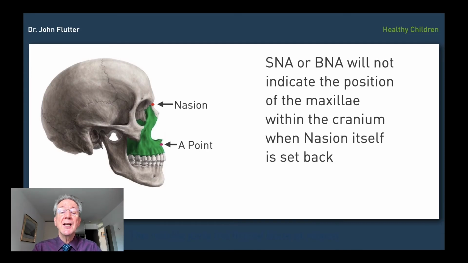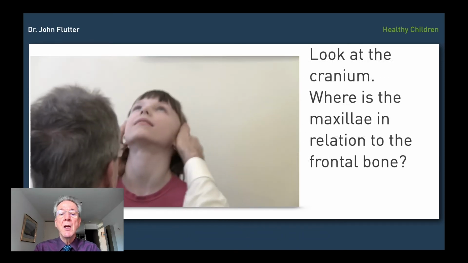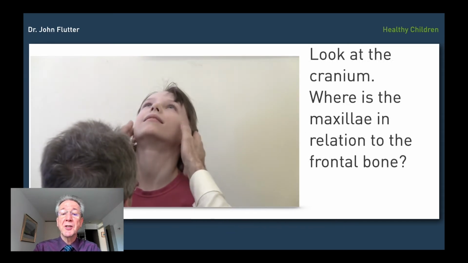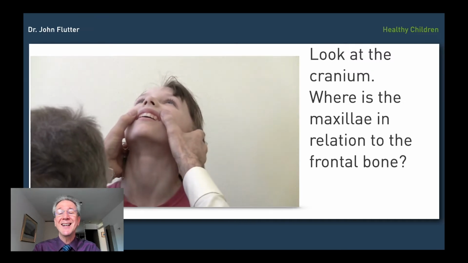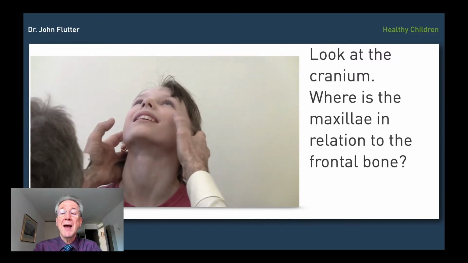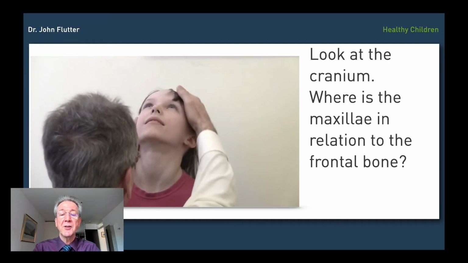So Nasion and A point do not represent good reference points when we're trying to determine where the maxilla is within the cranial bones. But if we look at the cranium, we can get a much better idea. We can see the two maxillae, we can see the cranial bones, we know what ideal anatomy is, with the maxilla much closer to the frontal bone than it appears in this girl here.